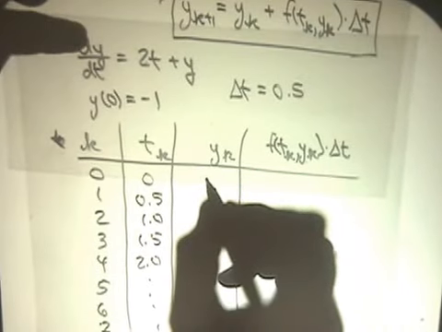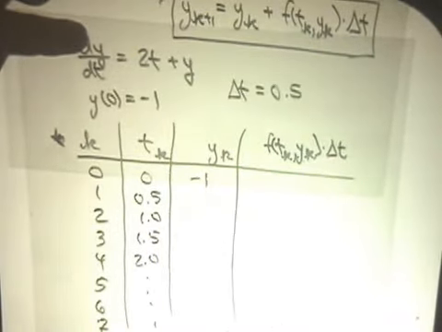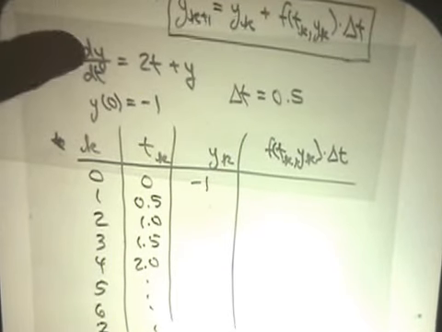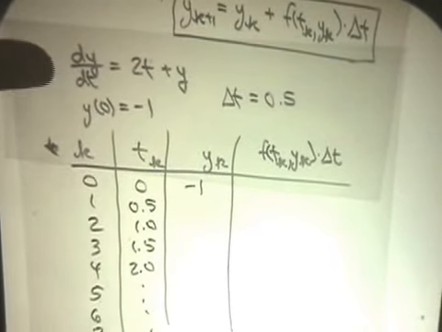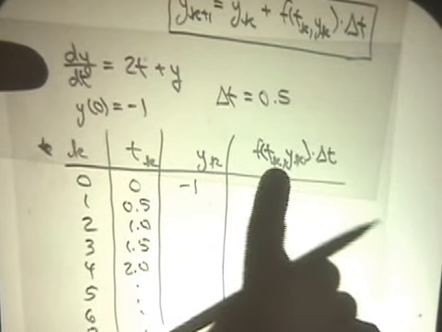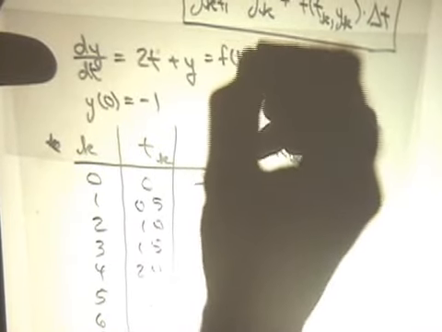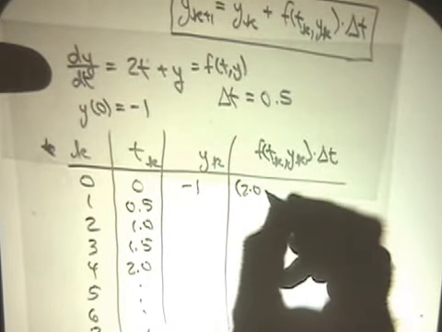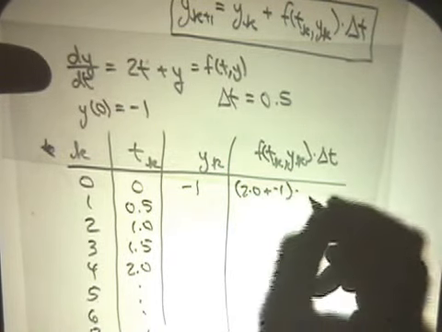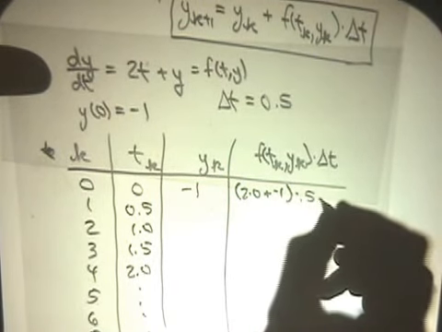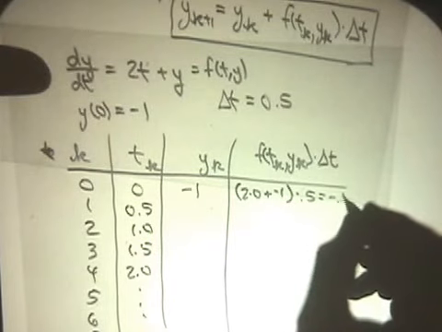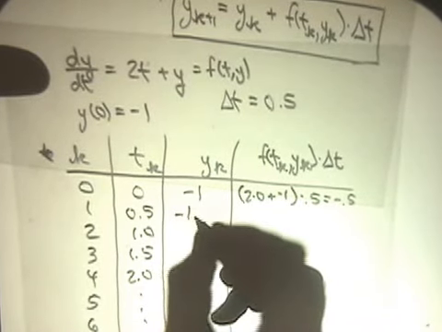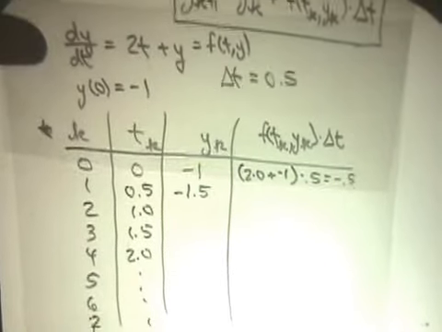The first number in the y column is easy. That's just the starting value of y, -1. Now is where the work comes in. We need to first evaluate this number here. Plug in 0 for t and -1 for y into the right-hand side of the differential equation. I'm going to get 2 times 0 plus -1. Multiply times delta t, which is 0.5. This gives me -0.5, meaning y goes down by 0.5 to -1.5.